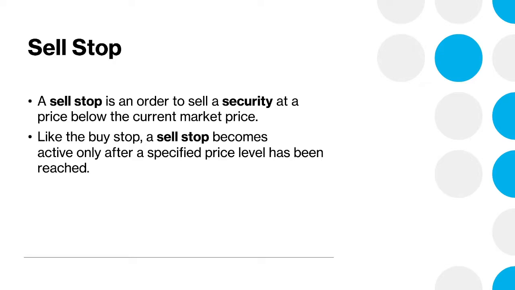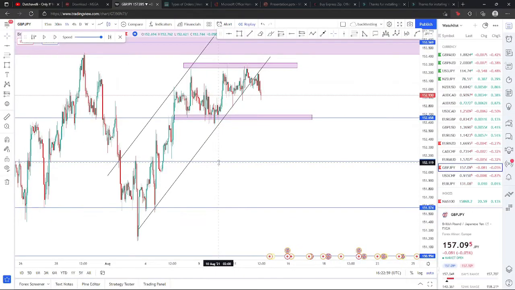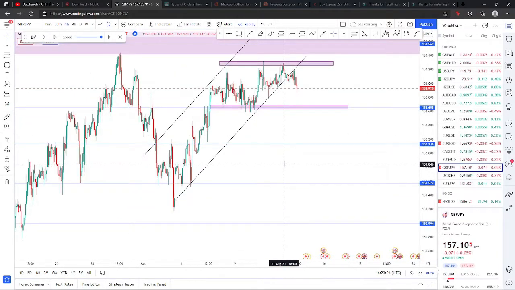Okay, so now what is a sell stop? So a sell stop is an order to sell a security at a price below the current market price. Like the buy stop, a sell stop becomes active only after a specified price level has been reached. So now let's just jump back to the chart so that I can give you an example. Now let's just take a look at GBP JPY as an example. As you can see, we're at the resistance. This is where we look for selling opportunities.